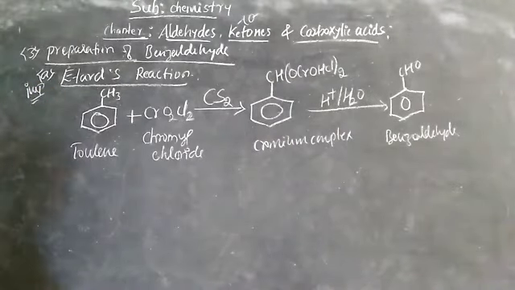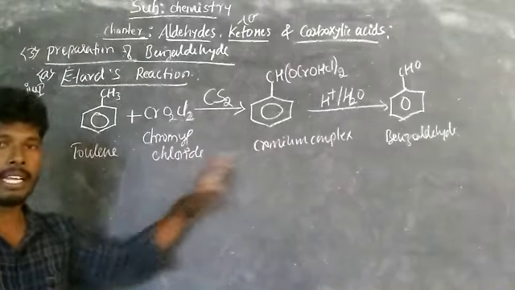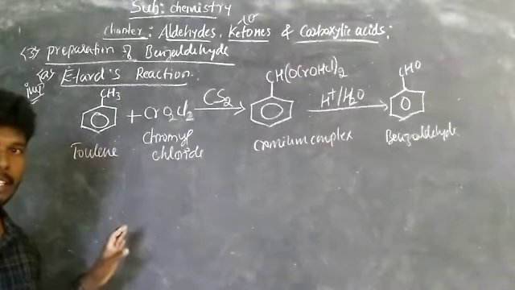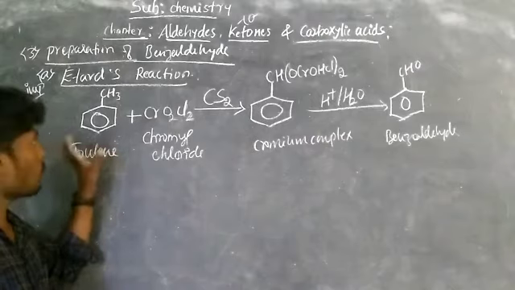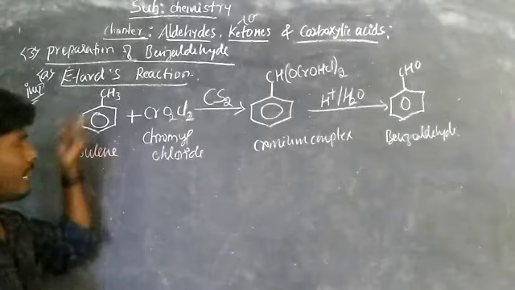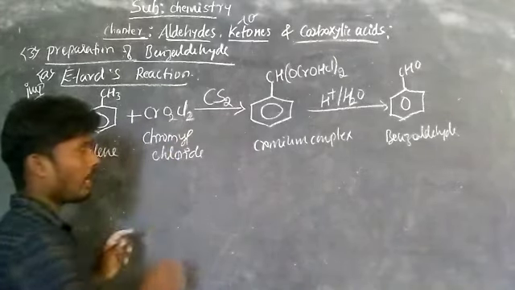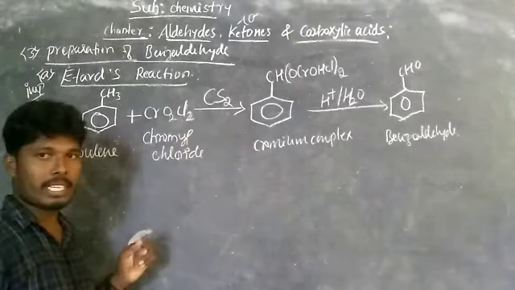They ask how do you prepare benzaldehyde from toluene, that is called Etard reaction. Or they may directly ask to write the Etard reaction. So what is the reagent for the Etard reaction? Chromyl chloride, that is CrO2Cl2, in the presence of carbon disulfide solvent.